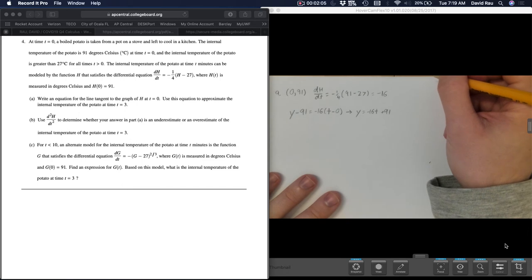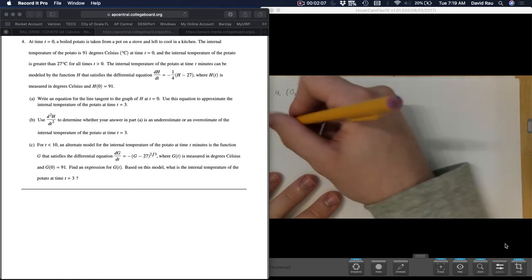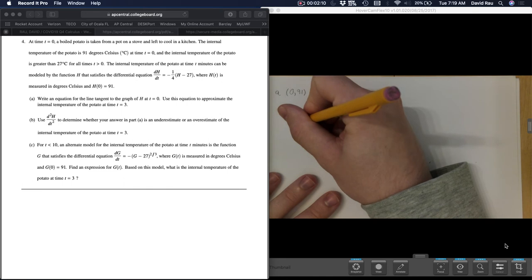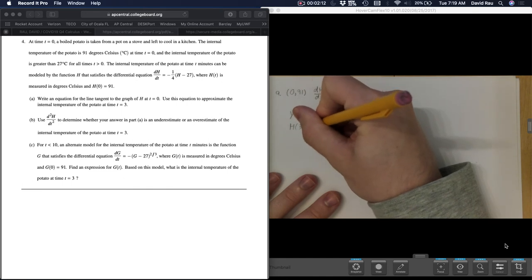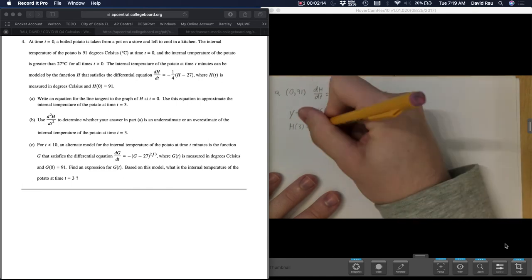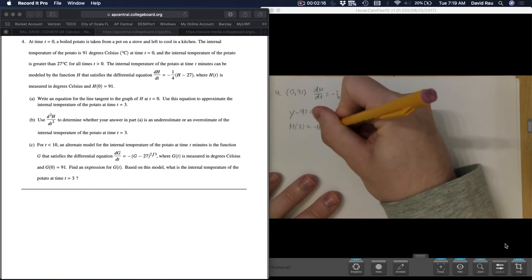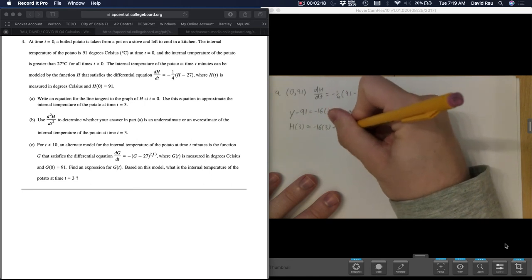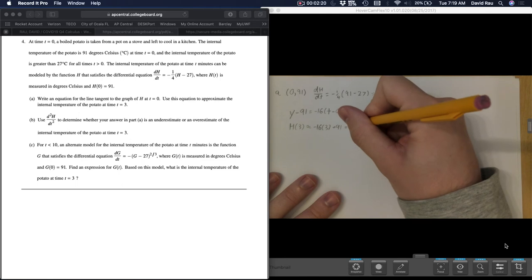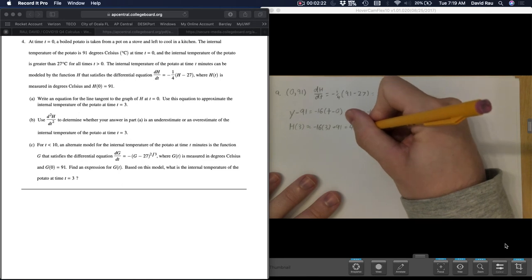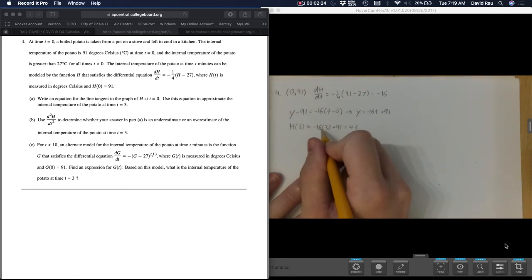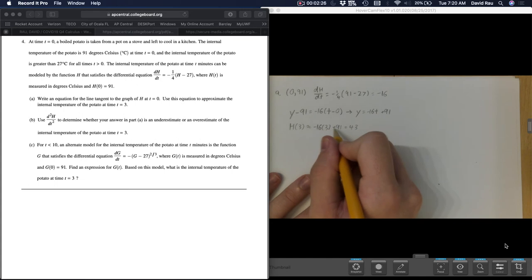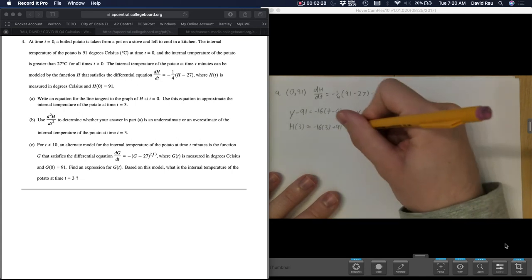And now they want us to approximate the temperature at 3, so we're going to say that h of 3 is approximately negative 16 times 3 plus 91. And I believe that ends up being 43, because this is negative 48 plus 91. So 43 degrees Celsius.